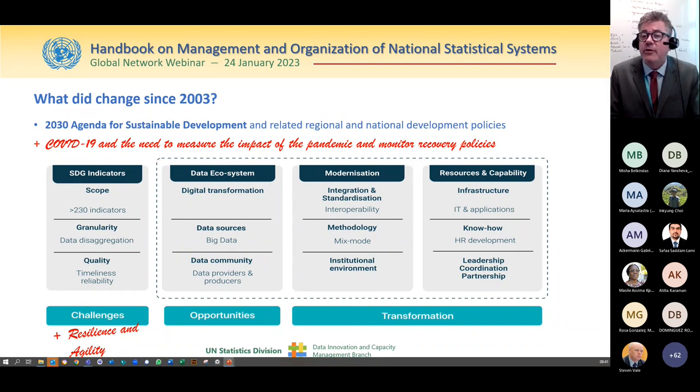And this is what the handbook is all about. It's about integration and standardization. It's about new methodologies. It's about the institutional environment. And this is fundamental because we sometimes forget that the institutional environment must enable this transformation. We have the infrastructure, the know-how, which is core and is also core in the handbook. And then we have these soft skills like leadership, coordination, partnership. And the handbook already discusses this stewardship or data stewardship, the way we are leading to some extent or steering the data community. So these are the changes.